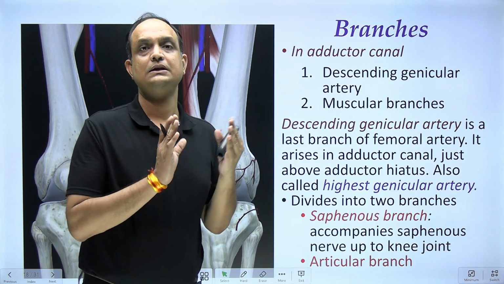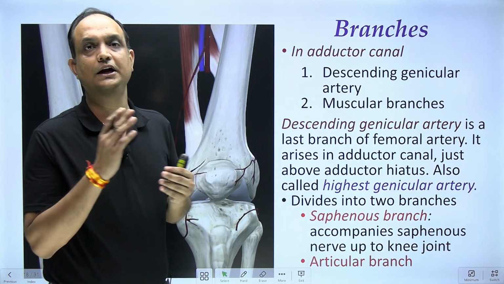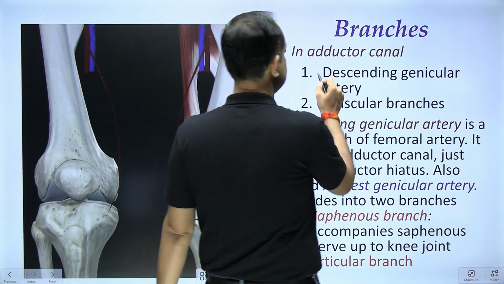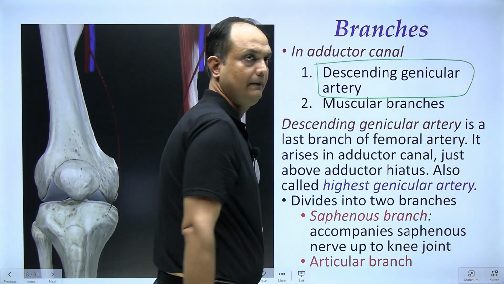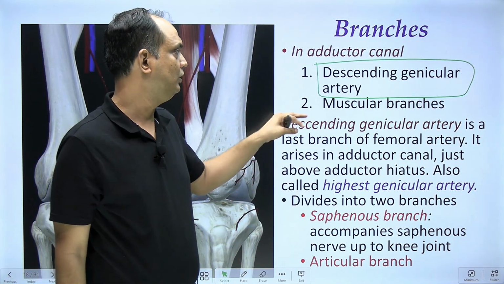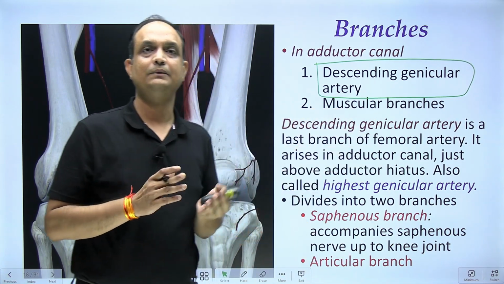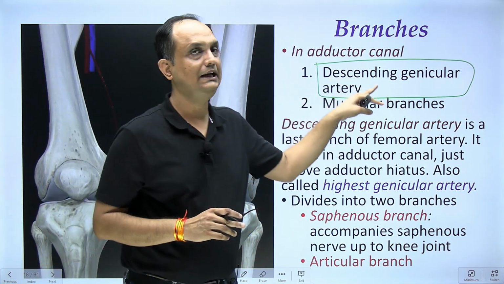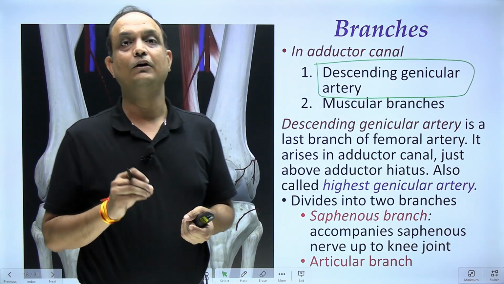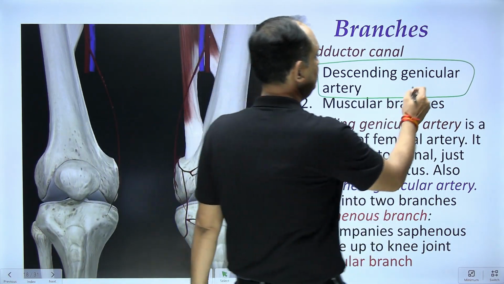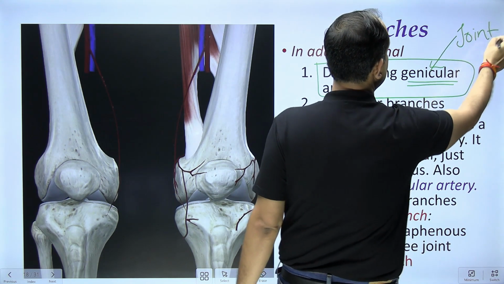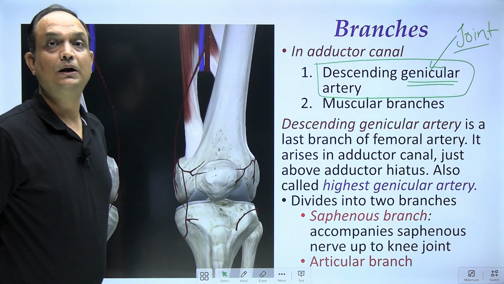Now, what are the other branches? I told you the branches in the femoral triangle. When the artery enters the adductor canal, it gives one named branch, known as the descending genicular artery. Apart from this named branch, the femoral artery also gives multiple small muscular branches, which supply the muscles. This descending genicular artery contributes to the blood supply of the knee joint, because the word genicular means something pertaining to the joint.